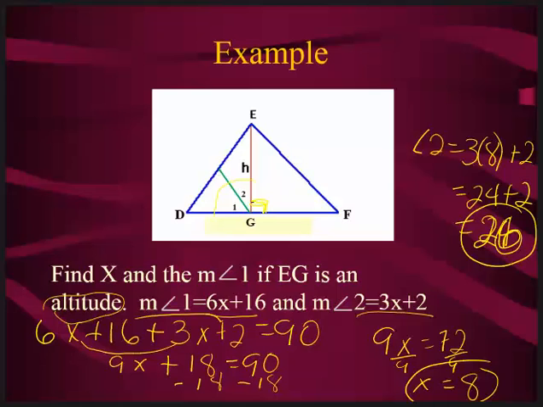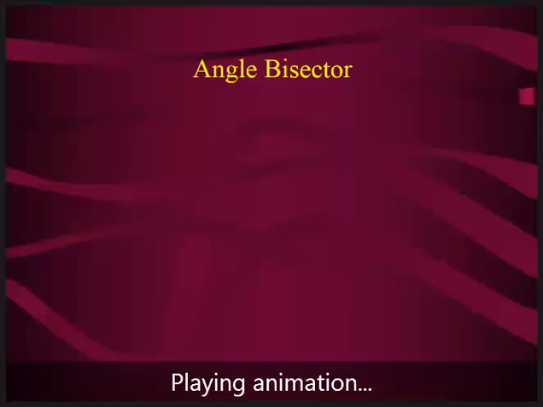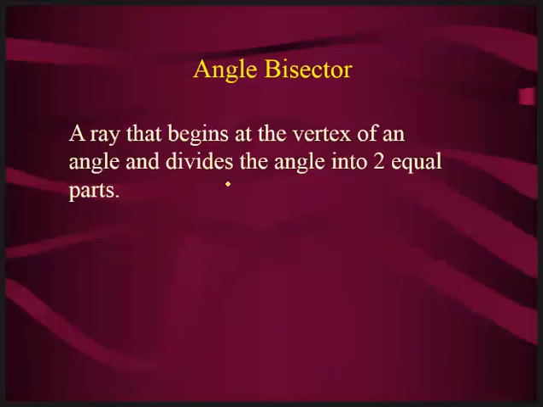Okay, our 4th segment is called an angle bisector. Based on what you know about those 2 words, what do you think an angle bisector does? Hopefully you said that it divides the angle into 2 equal parts, cuts it in half. It's a ray because it has to start at the vertex. It actually has an ending point. So it starts at the vertex of an angle and divides that angle into 2 equal parts.